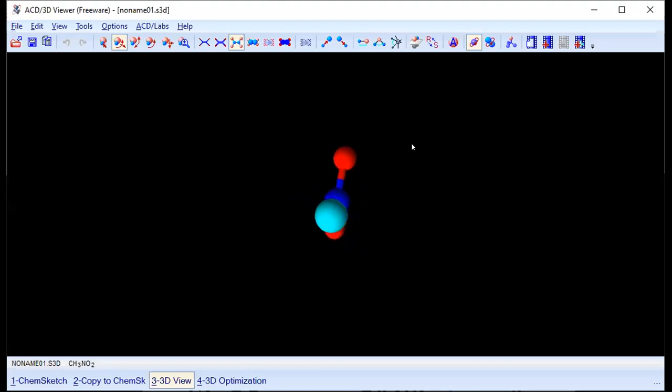But look at the molecule, flat, very planar. See how all those are coplanar? Now, I'm going to stop that rotate. Oh, I didn't mean to do that. Stop that rotate. I'm going to come over here and I'm going to rotate this by hand.